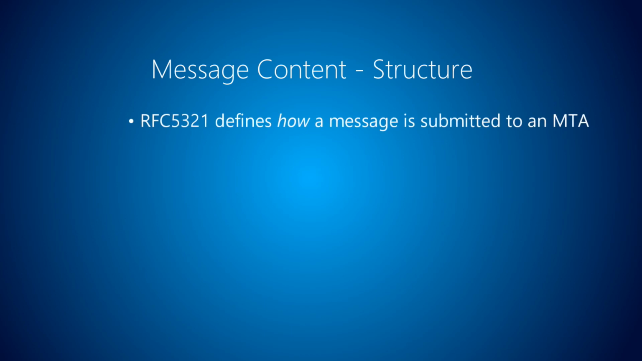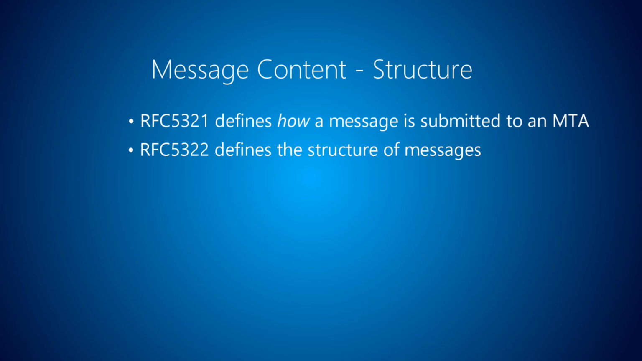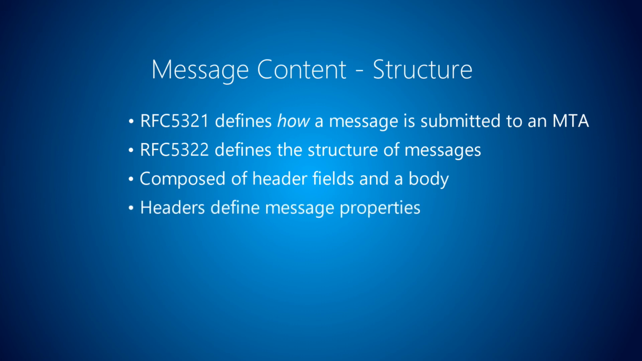The SMTP standard defines how the content of an internet mail message is submitted to an MTA, but beyond some limitations on the character set that can be used for the content, it says very little about what the content must be to be a valid internet mail message. Another standard, RFC 5322, defines the structure of the content of a message. It states that an internet mail message is composed of two parts, the header fields and the body. The header fields describe properties of the message, such as the subject and the date it was sent. The body contains the contents of the message, which is simply a set of lines of ASCII text.